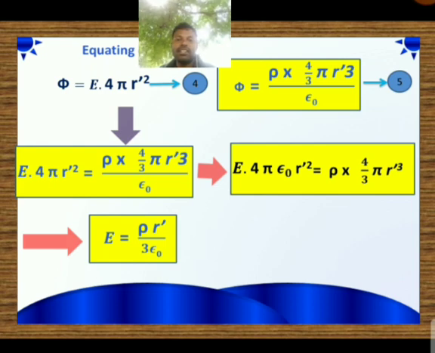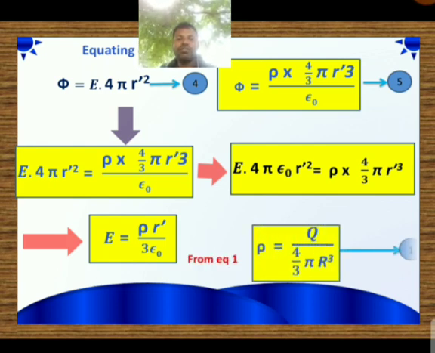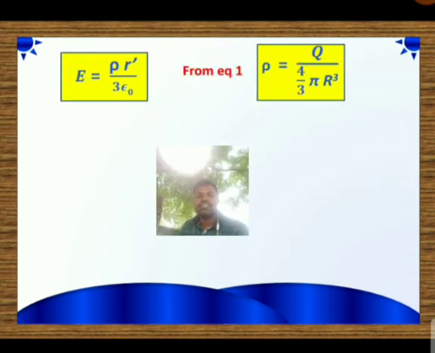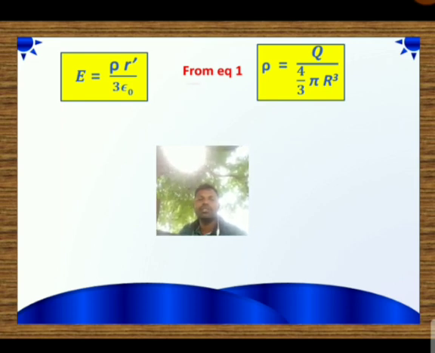But initially, what is rho? Q by 4 by 3 pi r cube. This is the first equation. Substitute this rho here. See here, now substitute. If I substitute the rho value Q by 4 by 3 pi r cube, then what will I get?